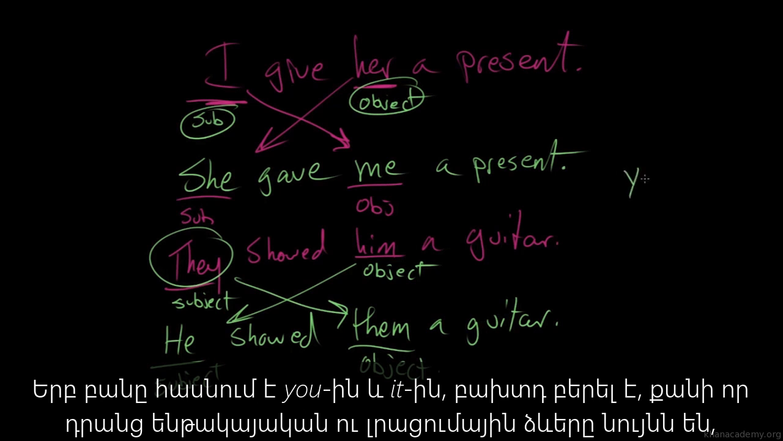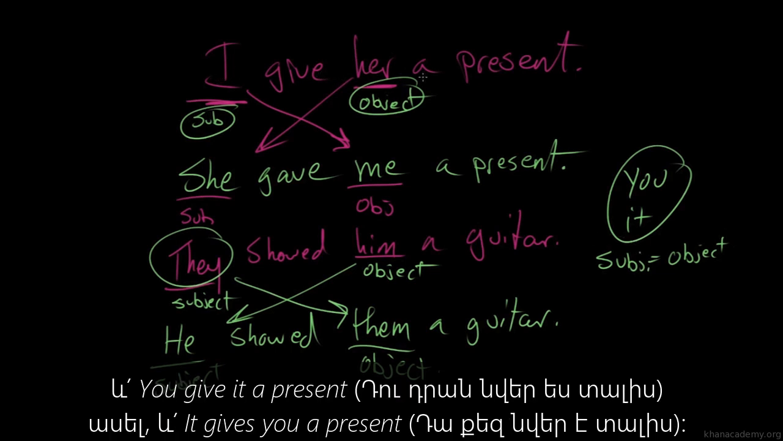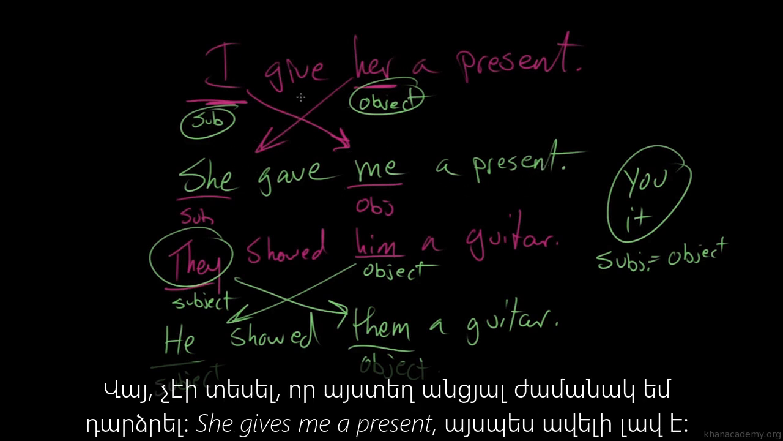Now when it comes to you and it, you're in luck, because the subject and object forms of these are the same. So subject equals object with you and it. So I could say you give it a present just as easily as I could say it gives you a present. Oh, I didn't realize I changed this to the past tense. She gives me a present. There we go. That's better.